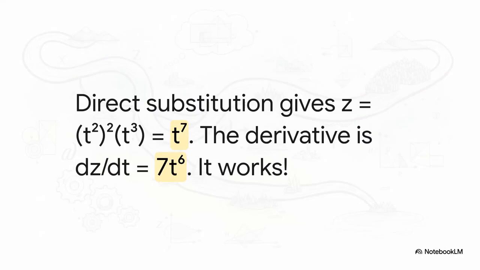But how do we know we're right? Well, for a simple one like this, we can actually check our work. If we just substitute for x and y at the very beginning, we find that z is just t to the 7th. And the derivative of that? It's 7t to the 6th. A perfect match! Love it when that happens.